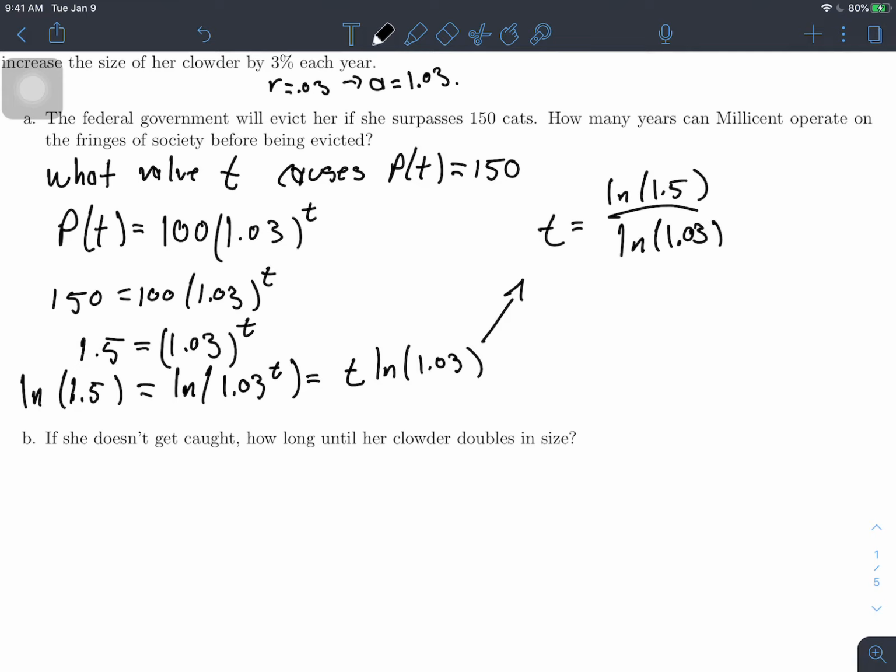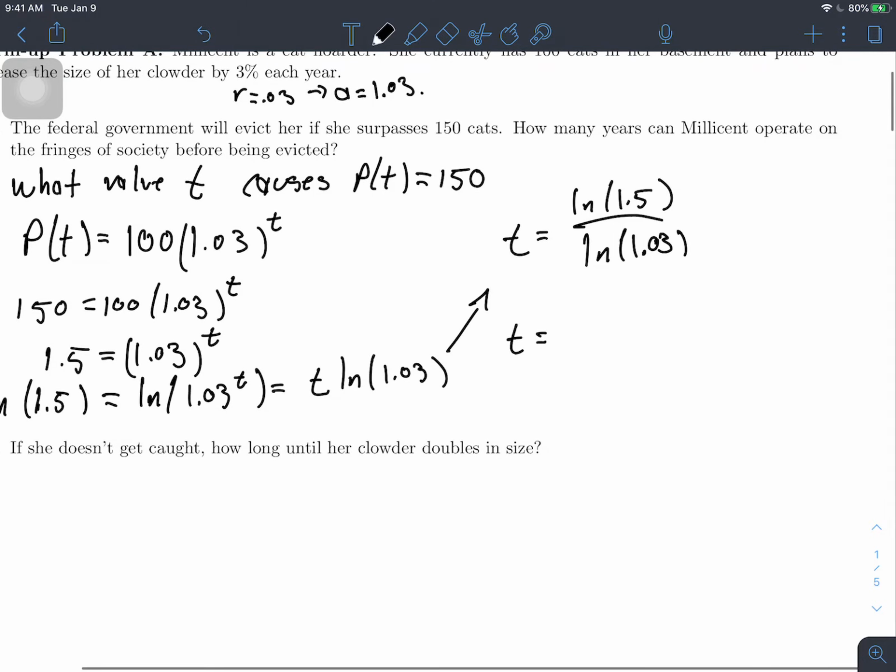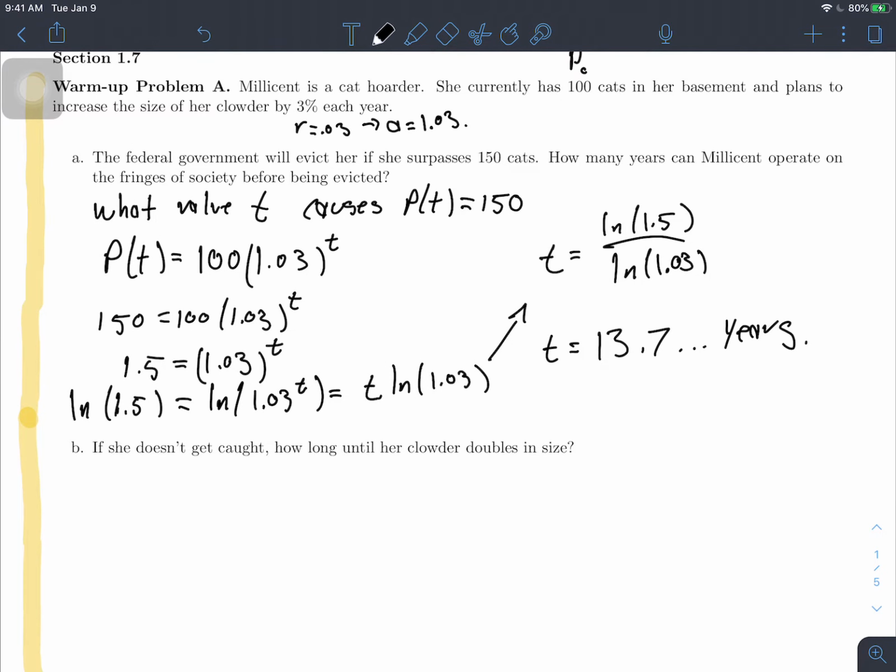And if I type that into my calculator, I'll get something like t equals 13.7 years. Okay, it's not exactly a round number. So that's how we do one of these problems where they ask us for the exponent instead of for P of t.